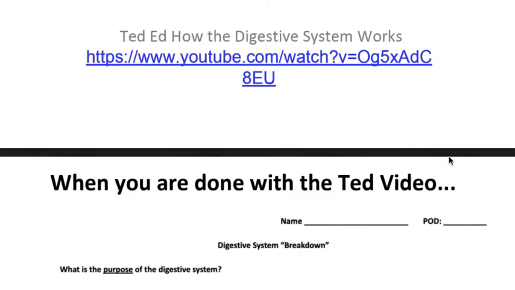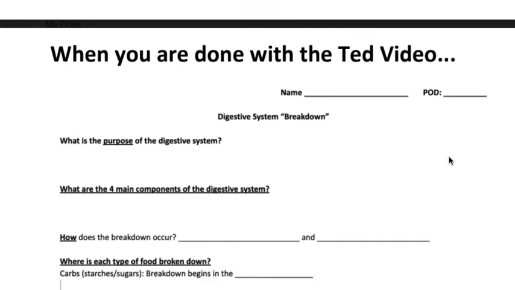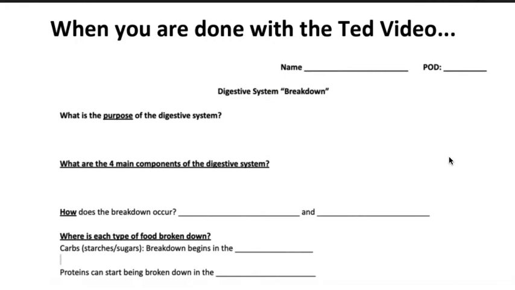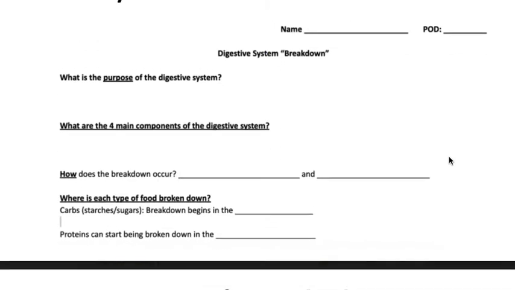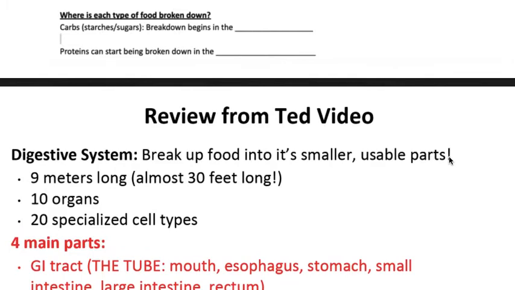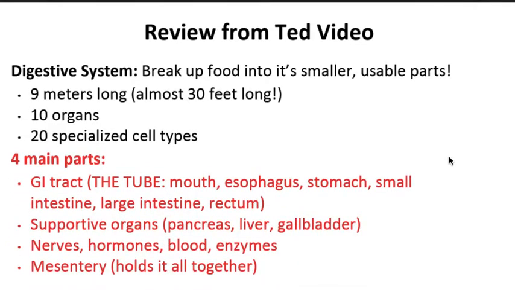All right, if you're done watching the TED video, you will get this worksheet. I'm going to send them to the printer in the classroom. So this quick worksheet just goes over everything you should have learned from the TED video. You can use your notes, but also this quick PowerPoint that I'm going to go over will help you do that as well. So your digestive system, number one, is to break up food into its smaller, usable parts.